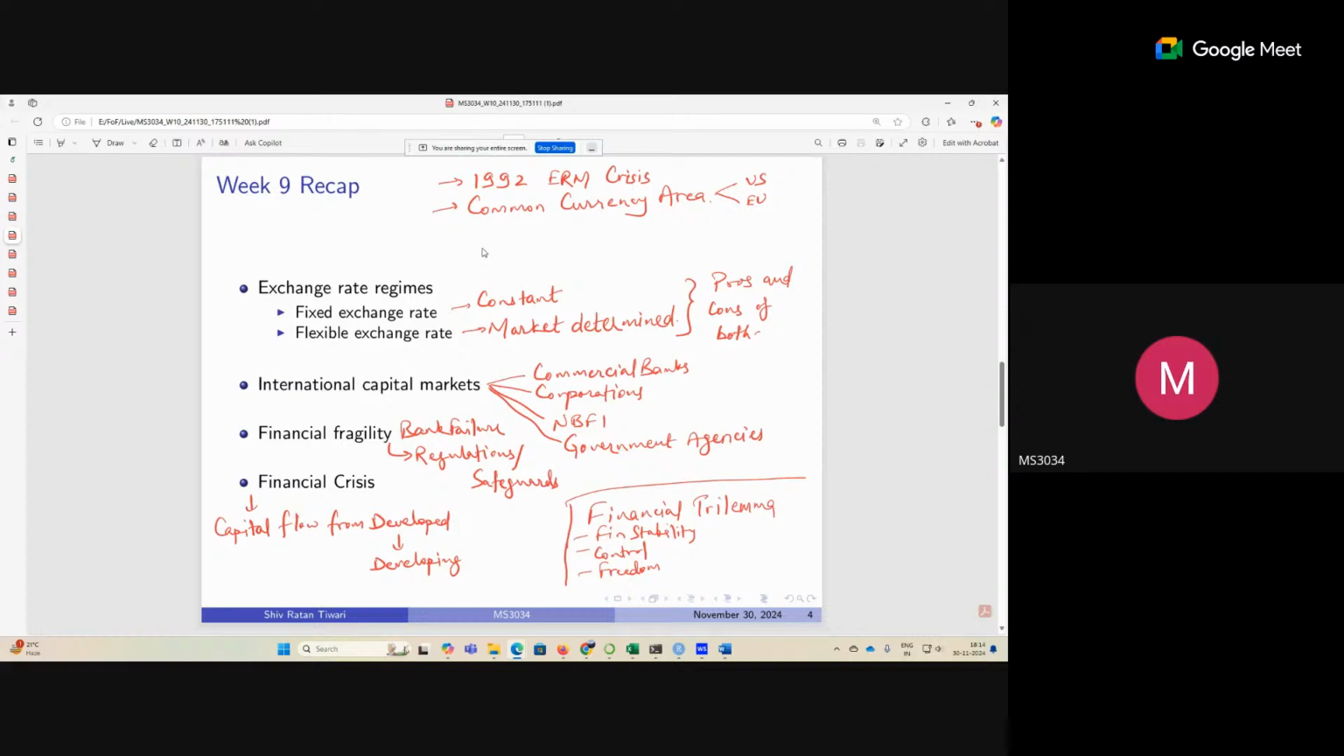And later we also discussed what an optimal common currency area is. There we took the example of the USA as well as the European Union. For an optimal common currency area, it is required that they face similar kinds of shocks, and there is very flexible mobility of factors like labor and capital. That is the requirement, which is there in the case of the USA, but not in the case of the EU. So we concluded that the EU is not an optimal common currency area.